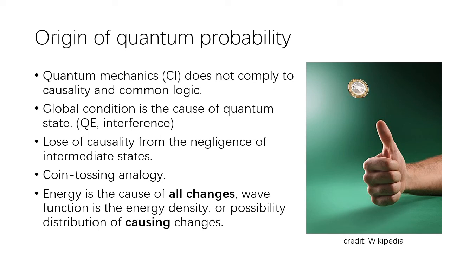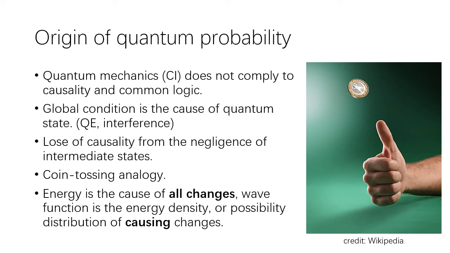Why do we have to use probability interpretation in classical quantum mechanics, or Copenhagen interpretation? That is, causality, or the principle of locality, comes from the special theory of relativity, and is one of the basic logics for us to understand the world.